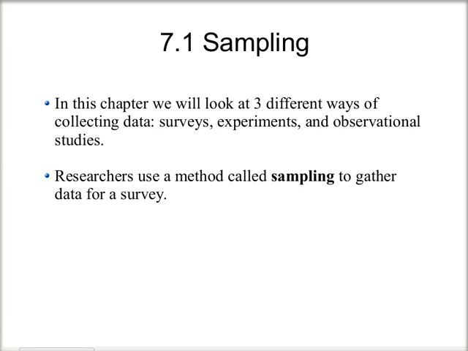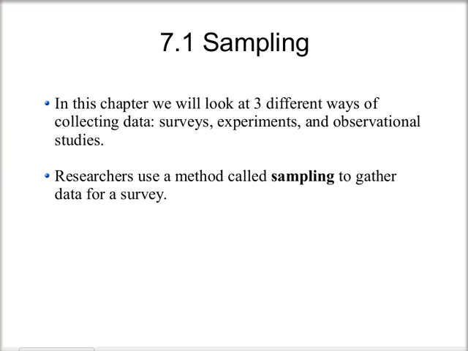We're now moving on to Chapter 7. In this chapter, we're going to look at 3 different ways of collecting data. First, we're going to look at surveys, and then experiments and observational studies. So for the first few sections, we're just going to concentrate on surveys.